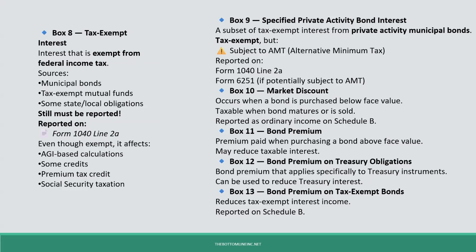Bond premiums on tax exempt bonds reduce the tax exempt interest income. Now, again, if you receive over $1,500 of interest, and the bond premium on the tax exempt bonds is all reported as ordinary income, it goes on Schedule B. So all of these things will flow over to our Schedule B where we talked about our interest.